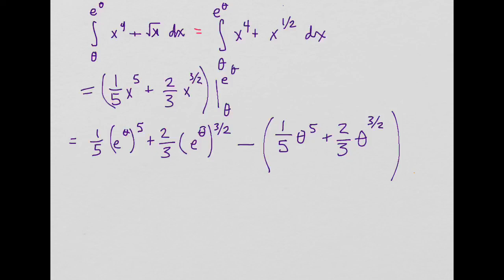Now remember, let's suppose that the thing on the inside here was more complicated and you had to do u substitution, then you would have to change these limits of integration because this is from x equals theta to x equals e to the theta. So if you were to change this to a u and you had a u substitution, you'd have to go back through and change those limits of integration before you continued.